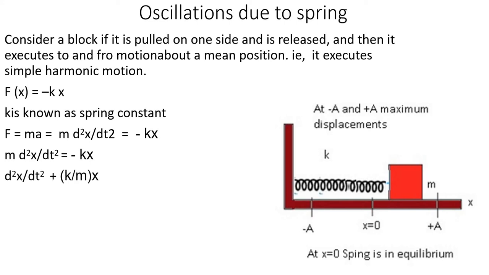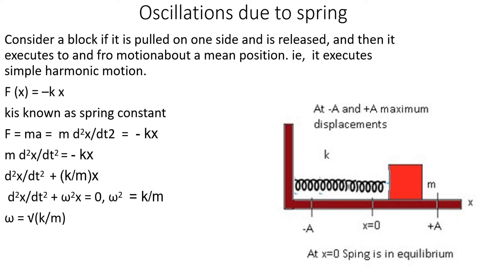or we can write it as d square x by dt square plus k by m into x equal to 0. Okay, it is equal to 0 that we have to write. So d square x by dt square plus k by m into x equal to 0, or we can write d square x by dt square plus omega square into x equal to 0. That is the differential equation for simple harmonic motion. So if you compare it with this equation, we can write omega square equal to k by m, or angular frequency omega can be written as root of k by m.